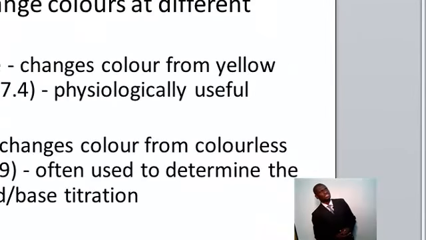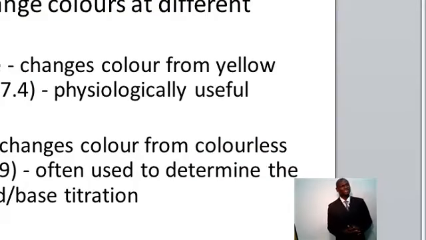The other one is using an indicator. Indicator dyes change color at different pH. A good example is bromothymol blue. It changes color from yellow to blue. Yellow is at pH 6 and blue is at pH 7.4. It is physiologically useful in detecting the nature of a solution, whether it's acidic or basic.